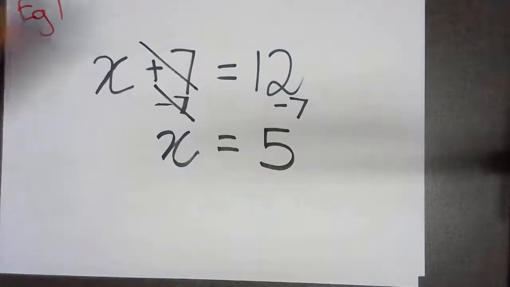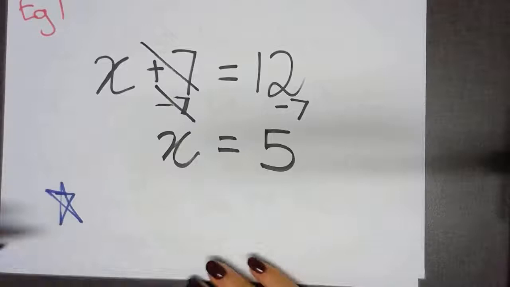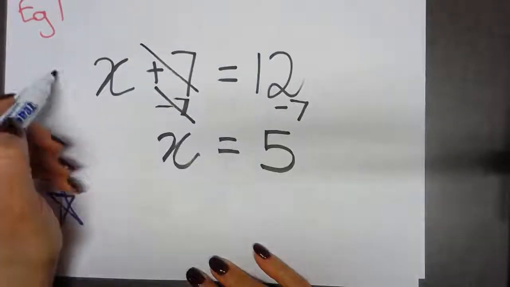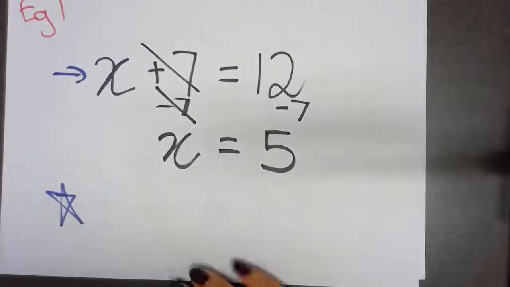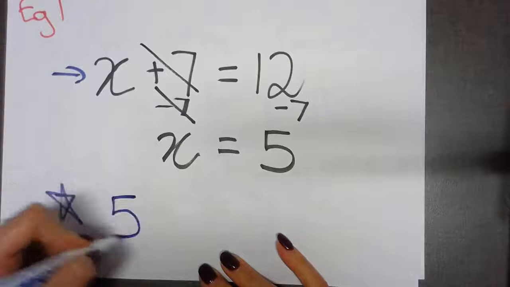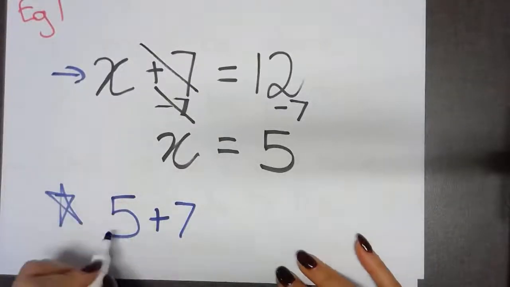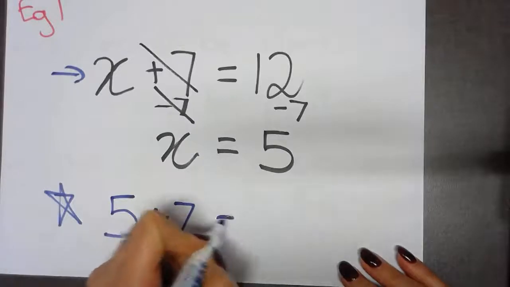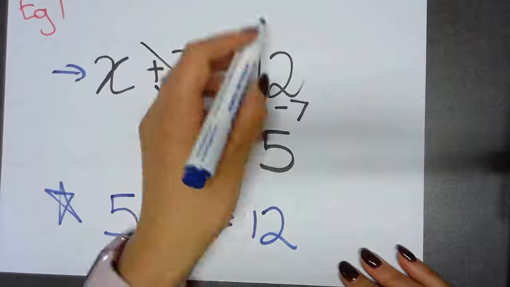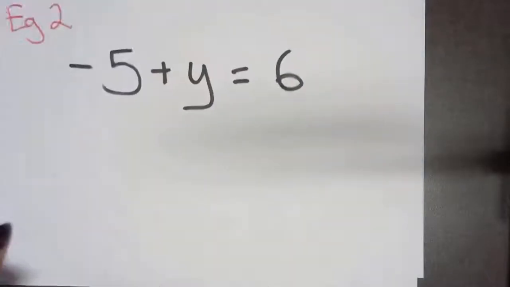It's really important that we get a different colour and we do a little bit of a check to make sure that we are on the right track. So we use the original question that we started with. We calculated that x equals 5. So instead of putting x, I'm going to put 5 plus 7. And I'm actually going to do that calculation. 5 plus 7, I know equals 12. Is that what I started with originally? Yes, it is. So I know I can give that a tick.